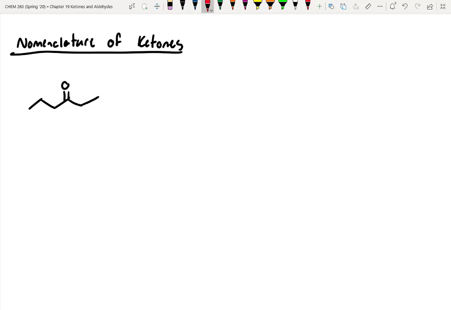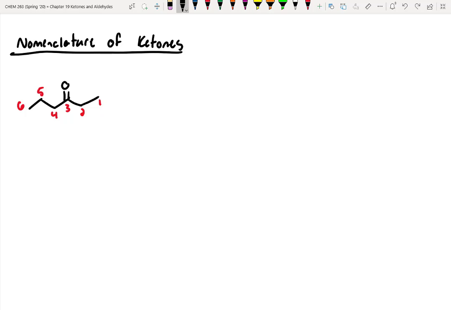Do we want to number going left to right or right to left? In this case, I would argue that going from right to left is going to be the best approach because that minimizes the numbering, right? If we went the other direction and we look at where this carbonyl position is, you can see that it would be at position 4 rather than position 3. So that's really not going to be the preferred numbering system. So I'll go ahead and erase all of that.